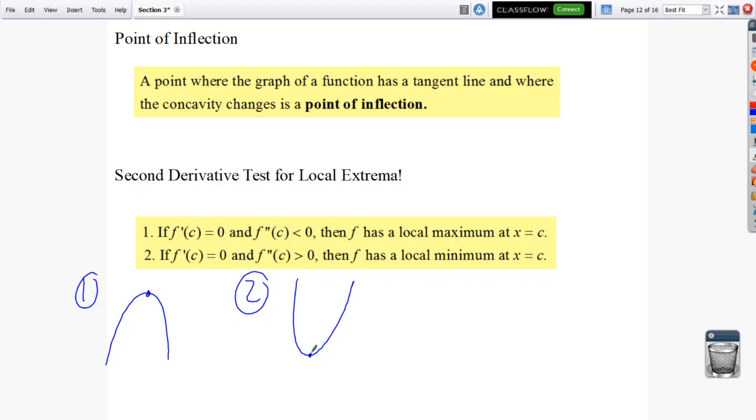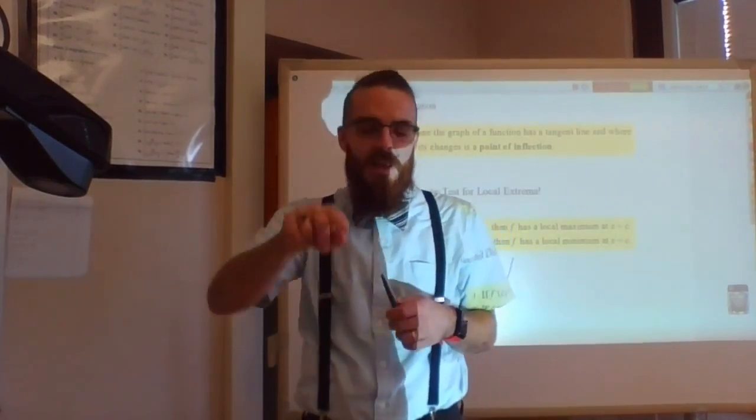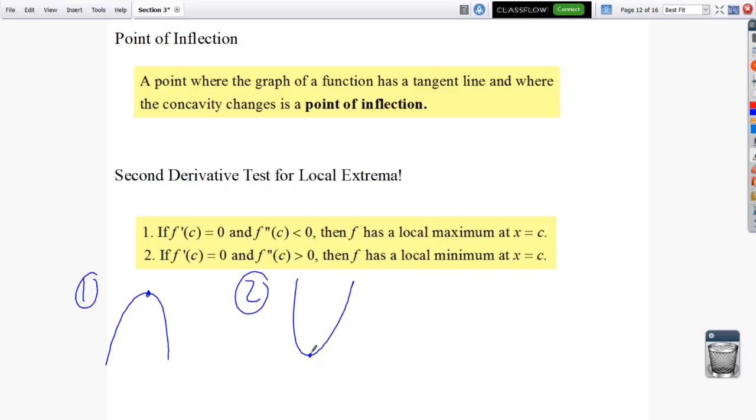Again, anytime I took a test where I had to do the second derivative test, you would see me going like this in the air, or like this in the air, and I'm sure I looked like an idiot, but hey, at least I was able to figure it out, right?